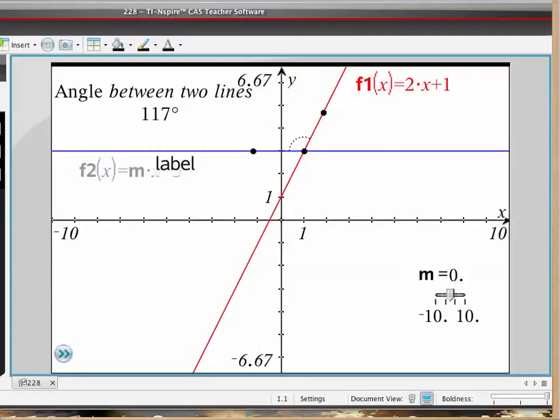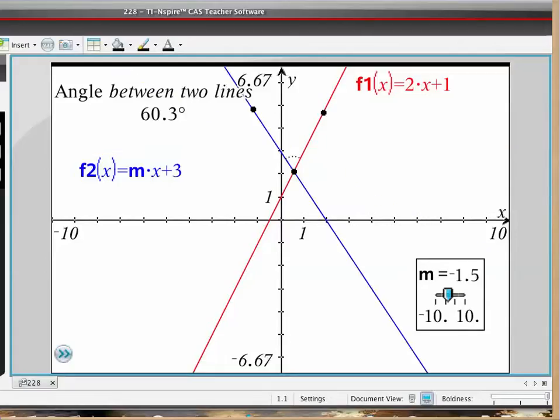We're going to play around with that value down here in this box with this slider. Currently, my m, or my slope, is set to 0 for the blue line. You'll notice the angle between the red line and the blue line is 117 degrees. The first thing I'm going to do is try to make the blue line and the red line parallel to one another. I'm going to do this by sliding the slider back and forth until I notice that those lines will never touch.